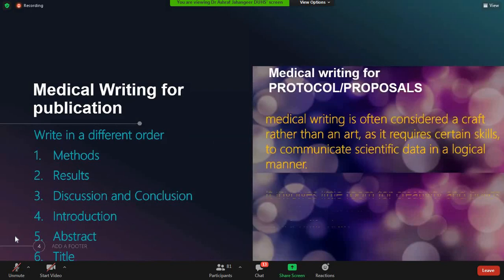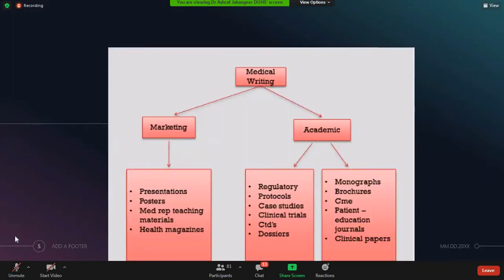So I discussed the types of medical writing. Sometimes we write for, most of the time we write for academics. Sometimes we write for marketing. For example, pharmaceutical companies, they want to sell some idea or their products. They hire medical writers to successfully communicate their findings and their things.